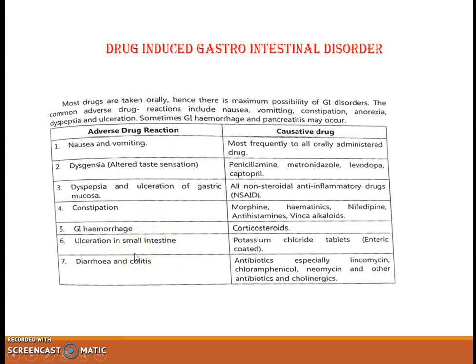Ulceration in the small intestine occurs due to potassium chloride tablets, which are enteric-coated, and diarrhea and colitis are due to antibiotics, especially lincomycin, chloramphenicol, neomycin, and other antibiotics, and cholinergics.